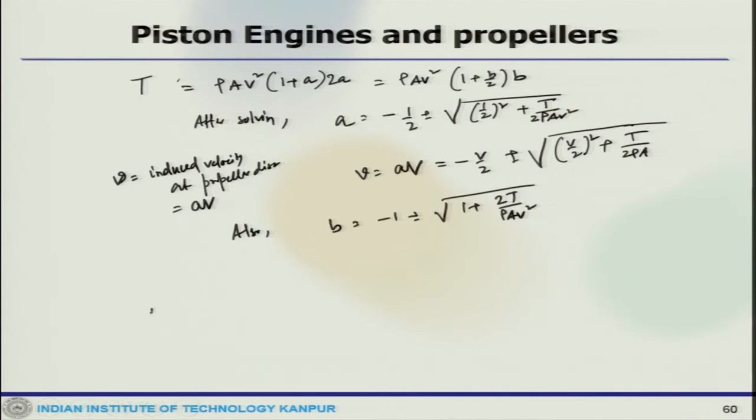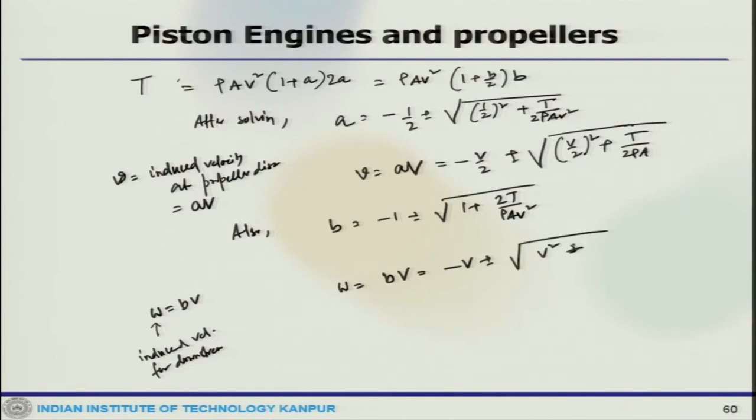Now again we will denote w equals bV, and this one is the induced velocity downstream of the propeller disc. So this is bV, minus V plus or minus the square root of (V square plus 2T by rho A). So we get all these details that we wanted to calculate.